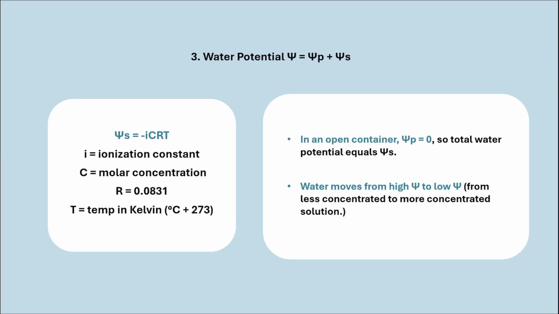And water potential, this one looks a little bit more complex, but it's actually just plugging in numbers. So water potential equals pressure potential plus solute potential. But in open containers, pressure potential equals 0, so the total water potential basically equals the solute potential. And to calculate the solute potential, we use this equation, negative iCRT. i is the ionization constant. So for things that do not ionize, like sucrose, it's 1. And C is the molar concentration, R is the constant, and T is the temperature in Kelvin.